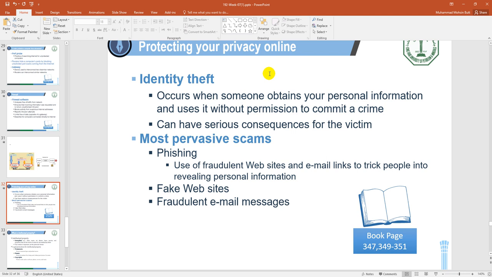without your knowledge. So there are different types of scams. Sometimes you give that type of information by yourself. For example, phishing: you get an email from a certain organization saying, okay, we are upgrading our system, kindly send us your ID and password. So please make sure you don't send your passwords through email. Sometimes they make fake websites and send you these fraudulent email messages, so make sure you are careful with that. You can read more about this on book pages 347, 349 up to 351.